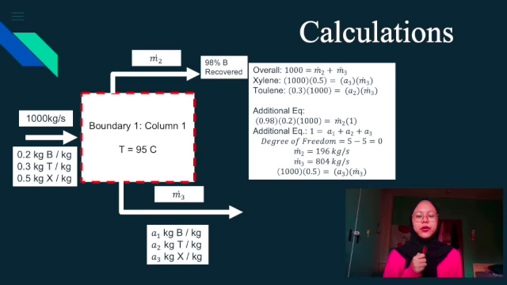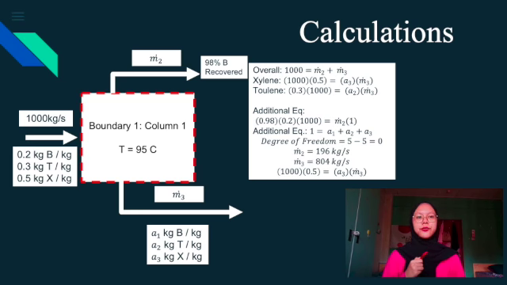And the other equation involving mass fraction for all substances in the bottom product stream, which is 1 equals A1 plus A2 plus A3. First, from equation 4, we can calculate the value for M2, and the M2 value is 196 kg per second.